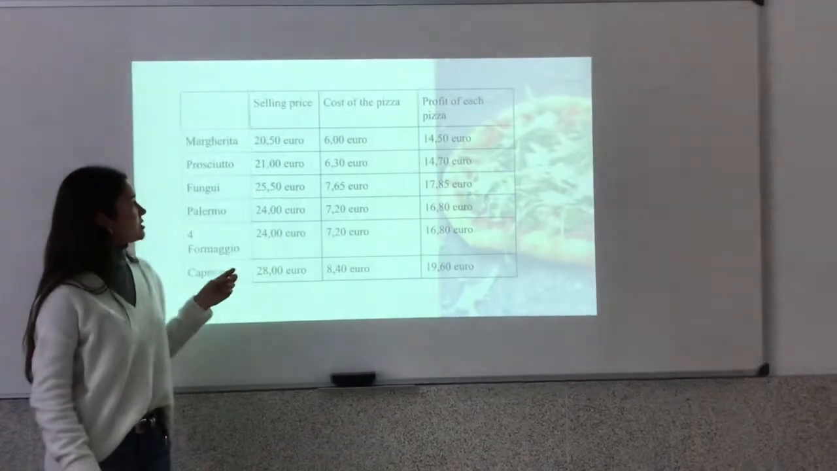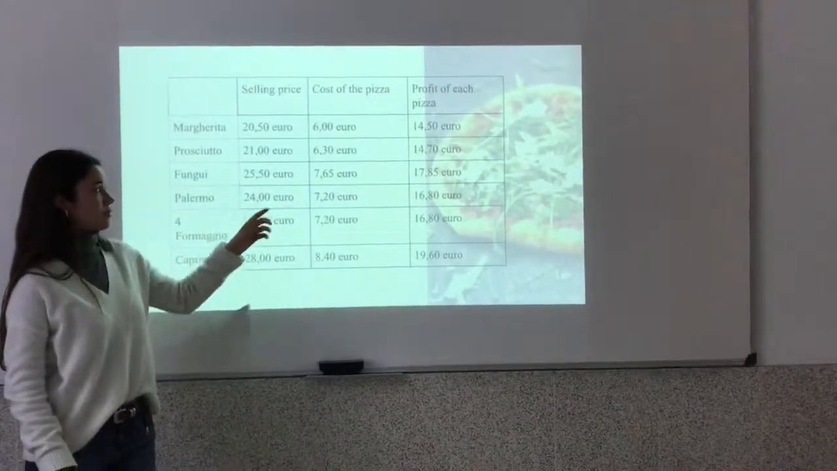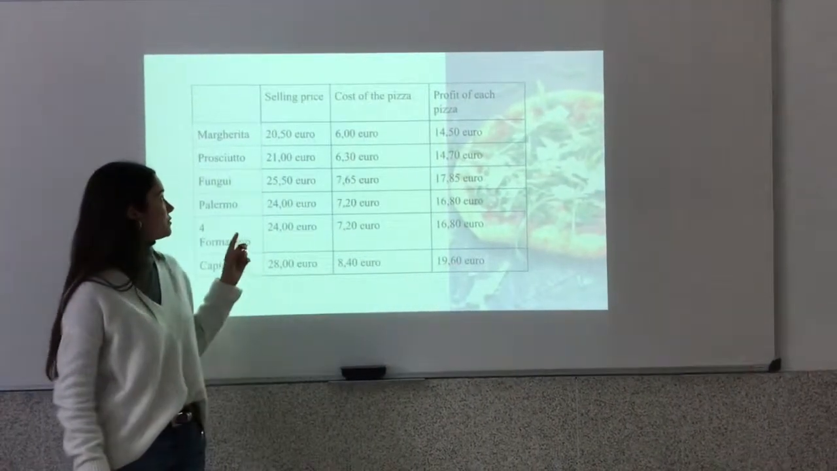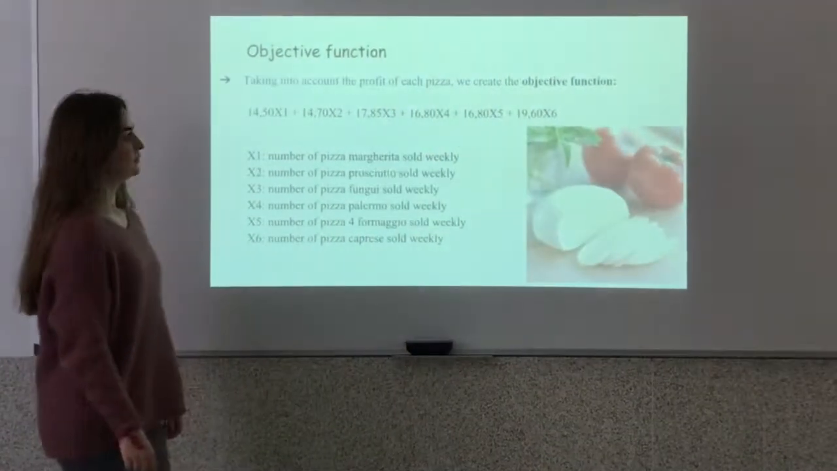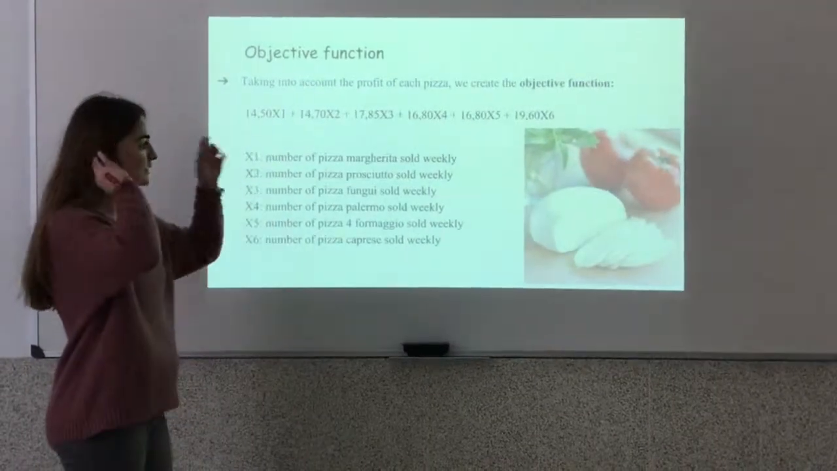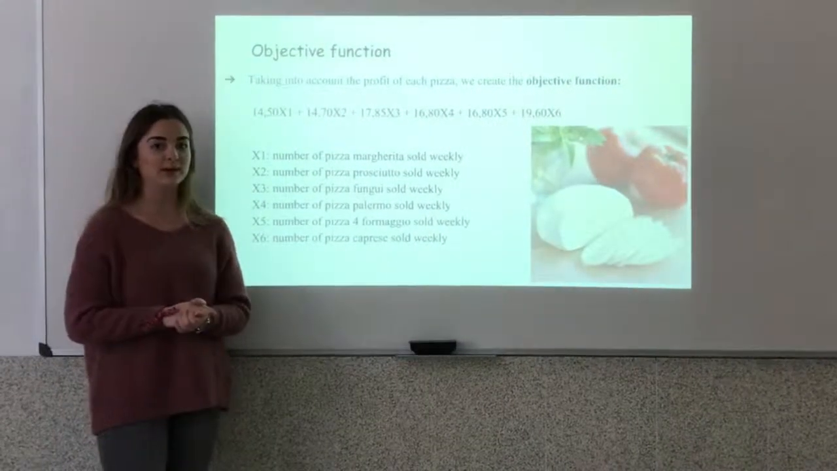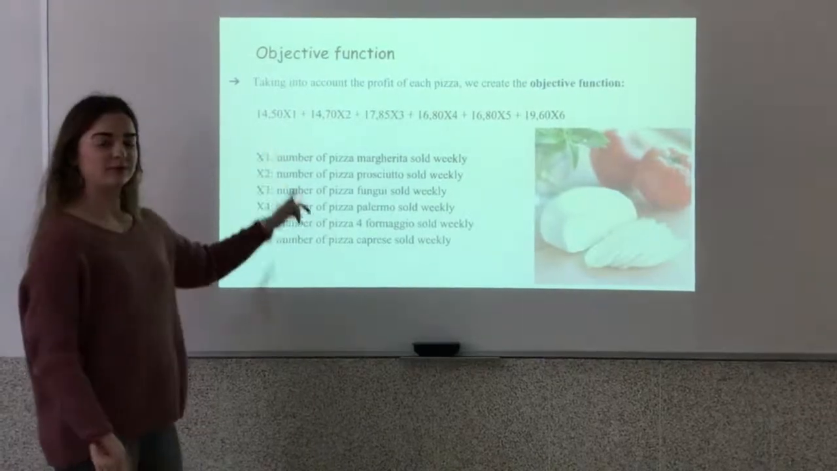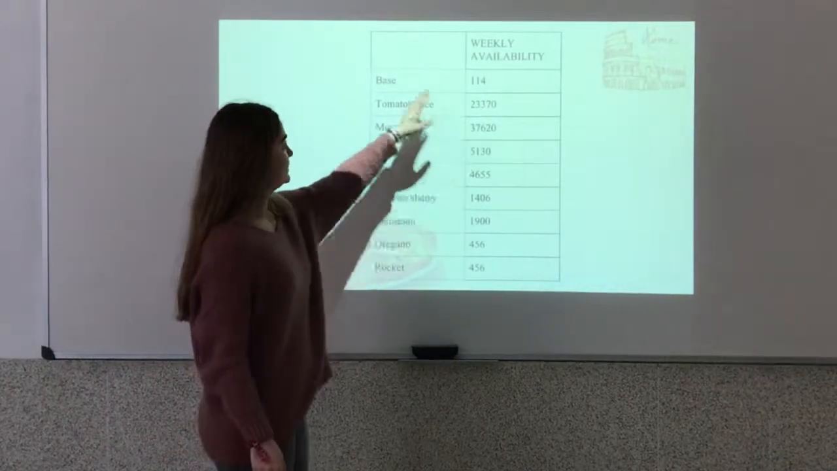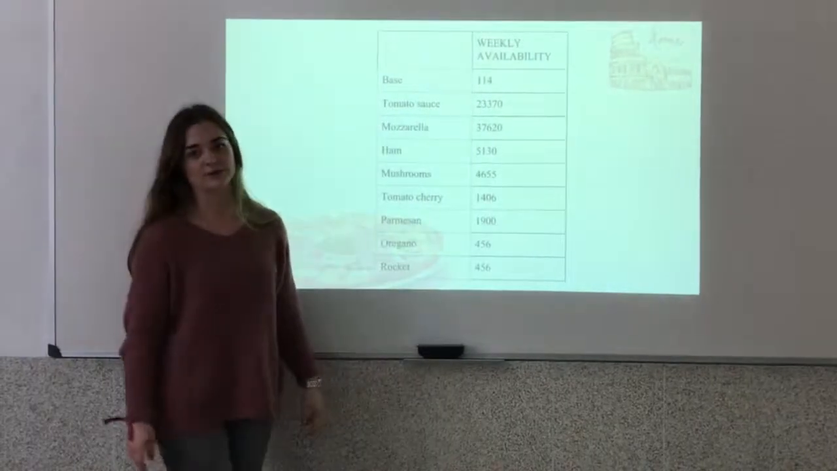And here we make another table in which we put the selling price, the cost of producing each pizza, and we also take the profit by the difference of the selling price and the cost of the pizza. Taking into account the profit of each pizza, we create the objective function, which is the number of each pizza sold weekly multiplied by each profit. This table is the weekly availability of each ingredient for the pizzas.